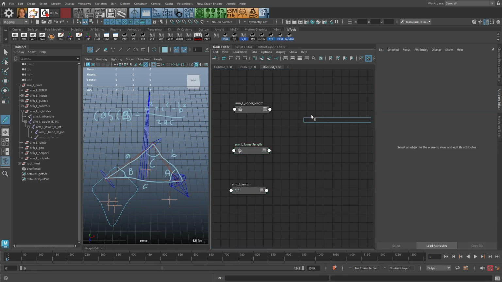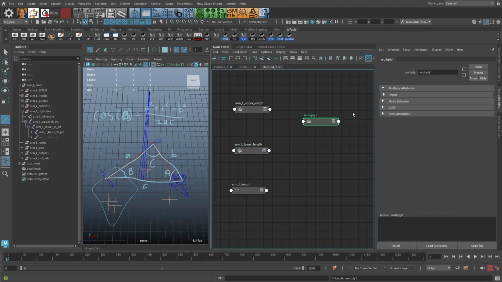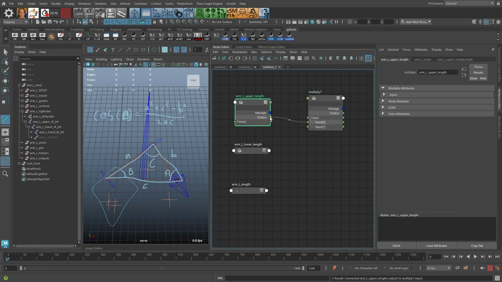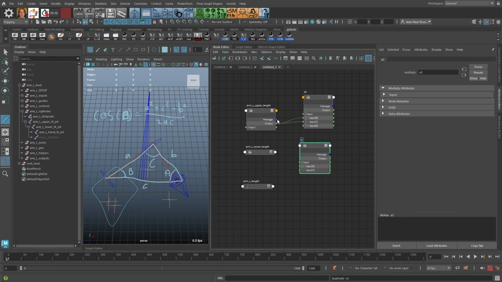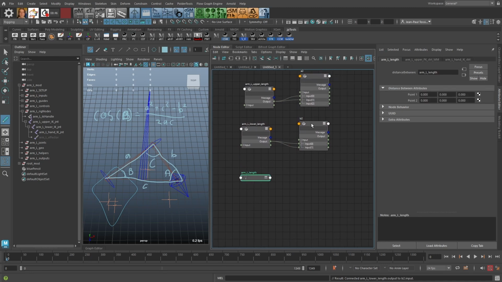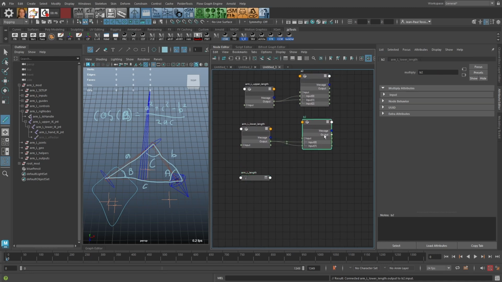So let's square them first. We can simply create a multiply node and take the output and put it in twice. That's the same as squaring it. Let's call this, for now, to make it clear, a squared. And duplicate this, and call this b squared. Like this. And then we can duplicate this and call it c squared.